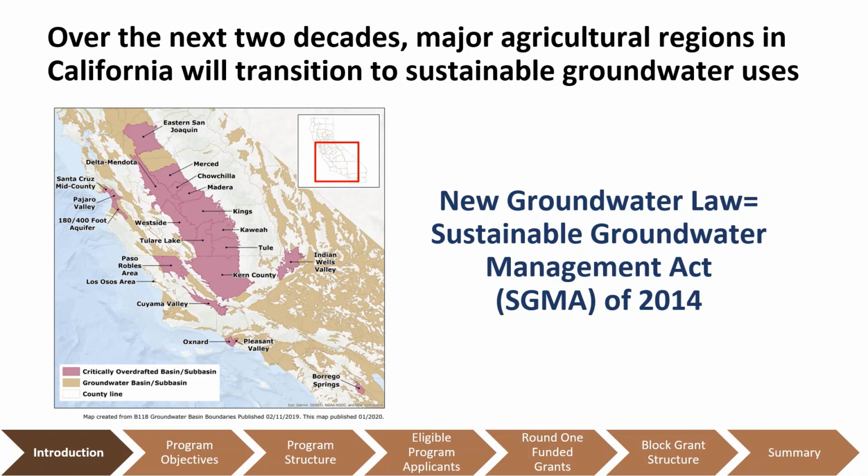The Sustainable Groundwater Management Act, or SGMA, is California's new groundwater law passed in 2014. SGMA aims to address groundwater overdraft and the 6 sins of SGMA in critically overdrafted basins by 2040. The map shows the state's critically overdrafted basins in purple, which includes most basins in the San Joaquin Valley and coastal basins in the Salinas Valley.